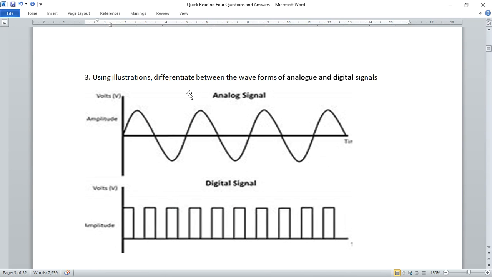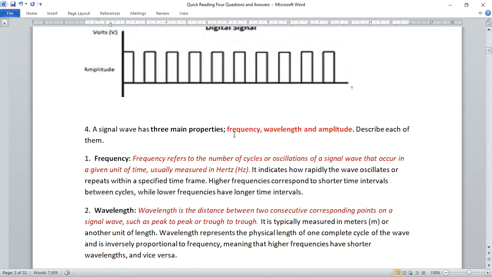Then we have, using an illustration, explain the digital and analog waves. Therefore, the first one here is an analog wave. Then the second one, which is non-continuous, as you can see, is a digital signal. But the one that is continuous here is an analog signal.